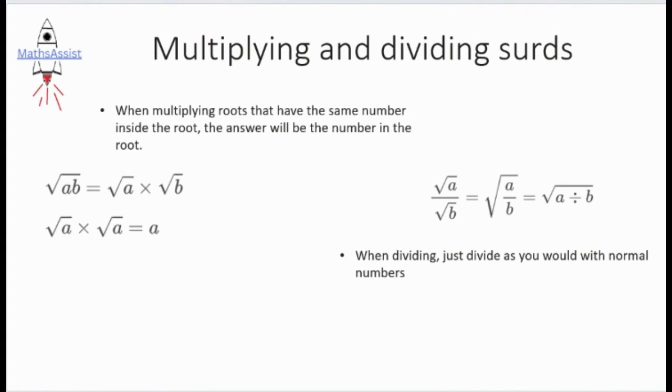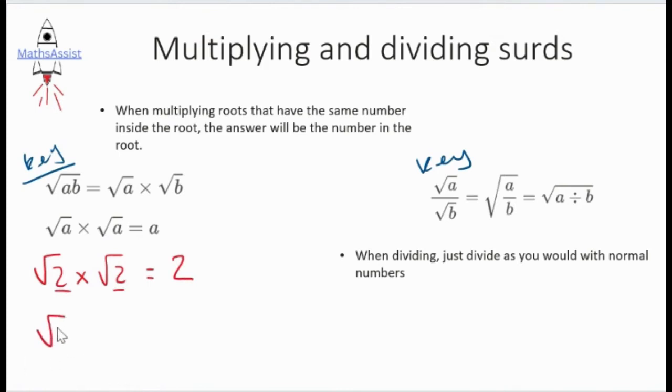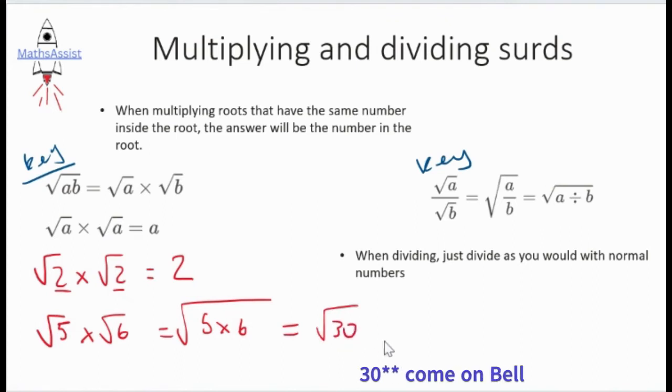Multiplying and dividing surds. This is where it gets tricky, so make sure to note down the formulas, as these will help. When multiplying roots that have the same number inside the root, the answer will be the number in the root. For example, root 2 times root 2 equals 2, as this is the number in the root. What if it's different bases? Like root 5 and root 6. We simply multiply across, so 5 times 6 is equal to 30. This is all under the root.